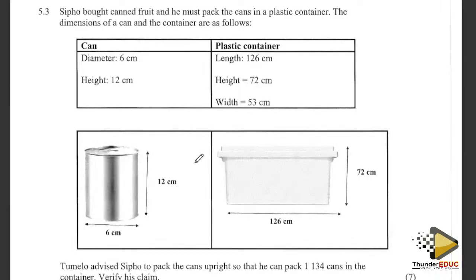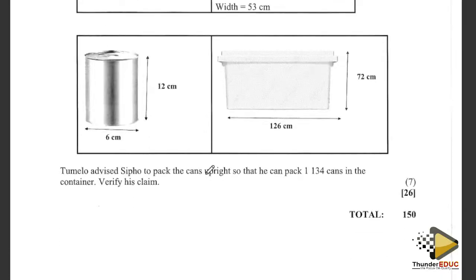All right. Sipper bought canned fruits and he must pack the cans in a plastic container. The dimensions of a can and the container are shown below. All right. The can is cylindrical, it has diameter and height, and the container is rectangular. So this takes us back to packaging. Mail advises people to pack the cans upright so that he can pack 1,134 cans in the container.